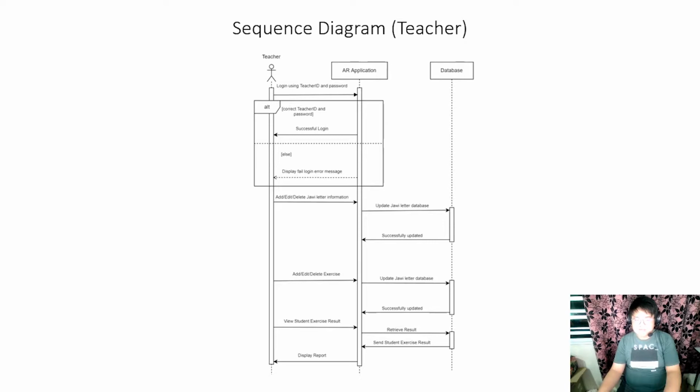Next, the teacher can manage the exercise by add, edit, or delete. These changes will update the database, and the database will inform the AI application if the updates are successful. The teacher can also view the student exercise result by retrieving the result from the database, and the AI application will generate a report for the teacher.